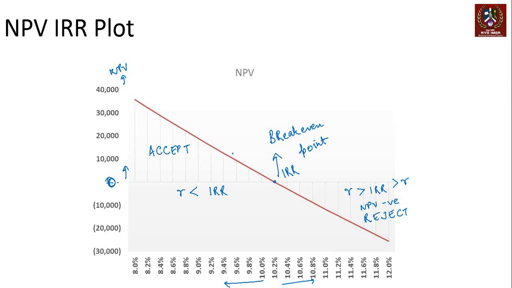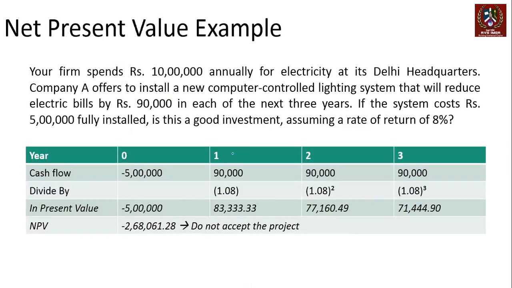This is for a very, very simplistic project that we have seen. We'll do one more exercise on this, where we'll take an example, and let's say your company spends 10 lakh annually for electricity at its Delhi headquarters. Another company A offers to install a new computer controlled lighting system that will reduce electric bills by rupees 90,000 in each of the next 3 years. If the system costs rupees 5 lakh fully installed, is this a good investment?